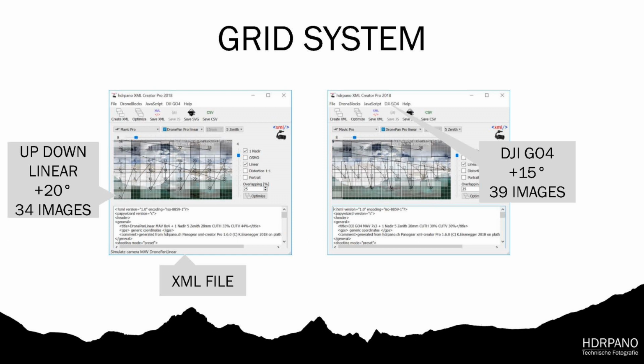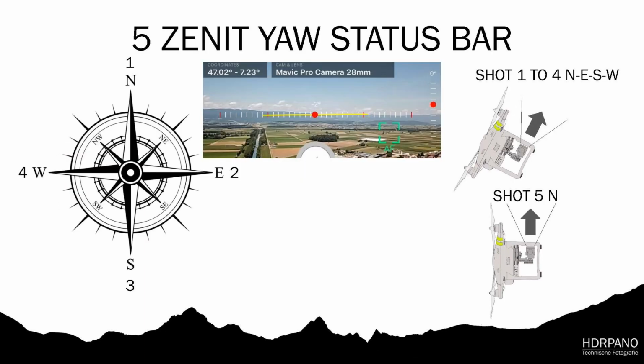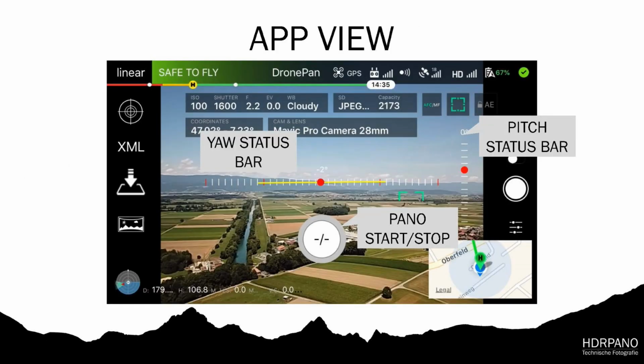As you can see, we use 34 images with 5 Zenith shots. PTGui Go 4 uses 39 with the same size, and DronePan uses plus 20 degrees gimbal maximal pitch and PTGui Go plus 15 degrees. We choose 5 Zenith shots for this mission. That means 4 Zenith shots at about 60 degrees and 1 Zenith shot at 90 degrees at the end.